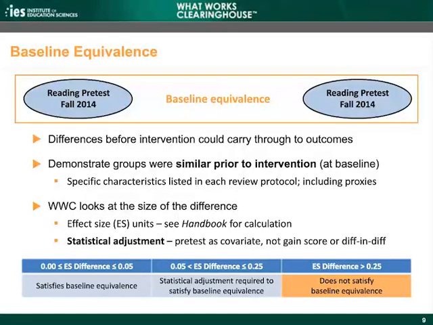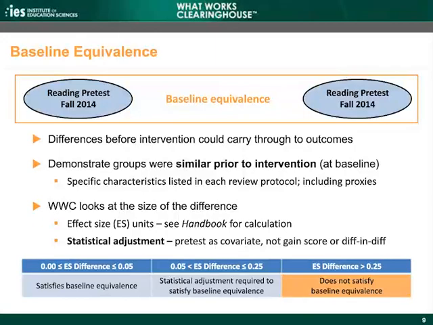To determine whether the groups are equivalent at baseline, the WWC looks at the size of the difference between the groups on each key measure of interest. The difference is measured in effect size units, and you can see the WWC handbook for the specific calculation that we use. Using an effect size rather than statistical significance ensures a consistent metric to assess equivalence regardless of the study's ability to detect differences between the groups, which can vary with the sample size. The chart on the bottom of this slide explains the two ways to demonstrate equivalence of the groups.